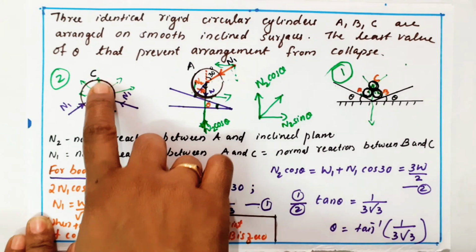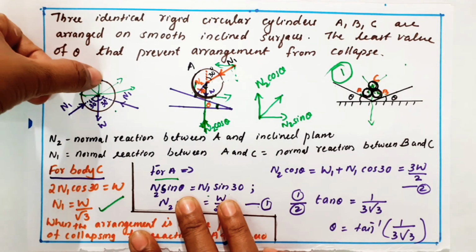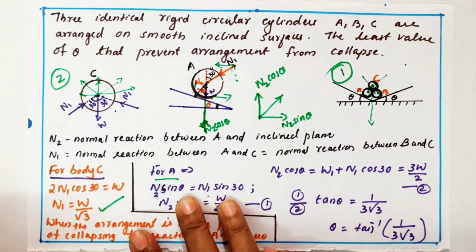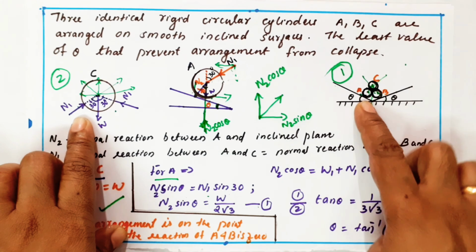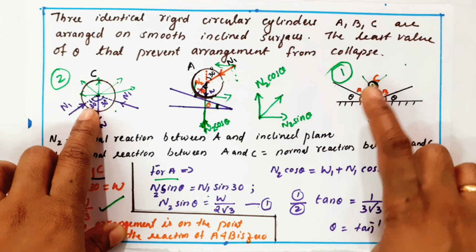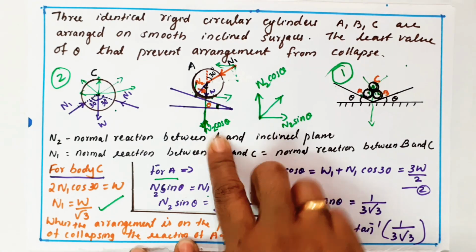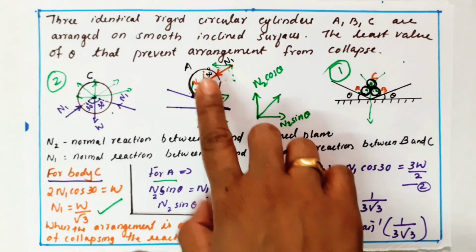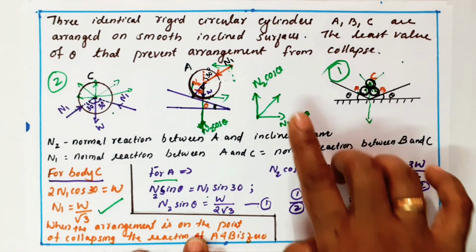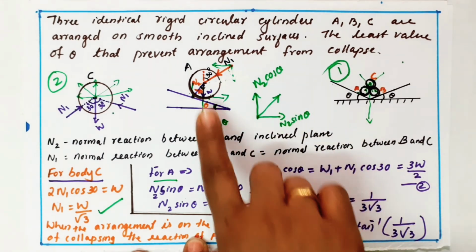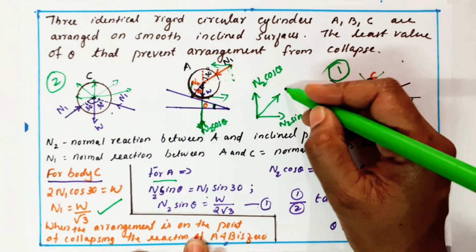Okay, this is a vertically opposite angle, so we can take this. This N2 cos will come in this direction only, so that too we did. The same thing we are doing for the block A. That was for the block C. Then you take the block A, or the cylinder A. For cylinder A, two normal reactions are there. One we are resolving in terms of theta, the other in terms of 30. I showed you how we resolve N2 as N2 cos theta and N2 sin theta.